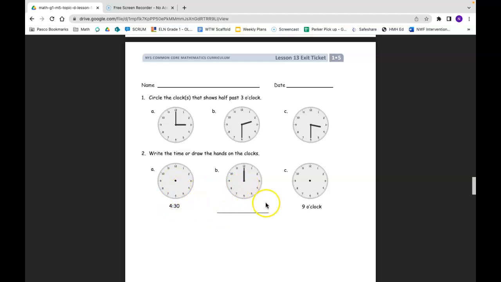For this one, we want you to write the time down here for this clock, and then for this clock right here, it wants you to show 9 o'clock. So you are drawing the hour and the minute hand on this clock to show 9 o'clock.